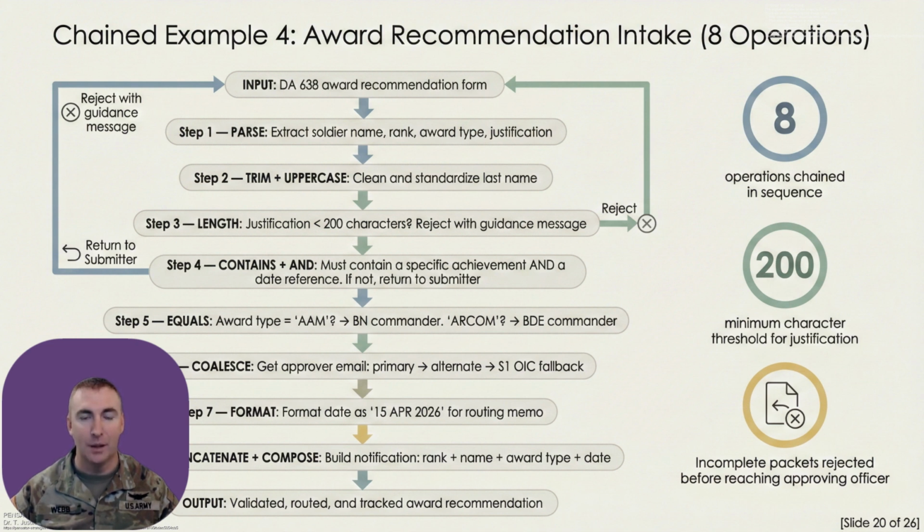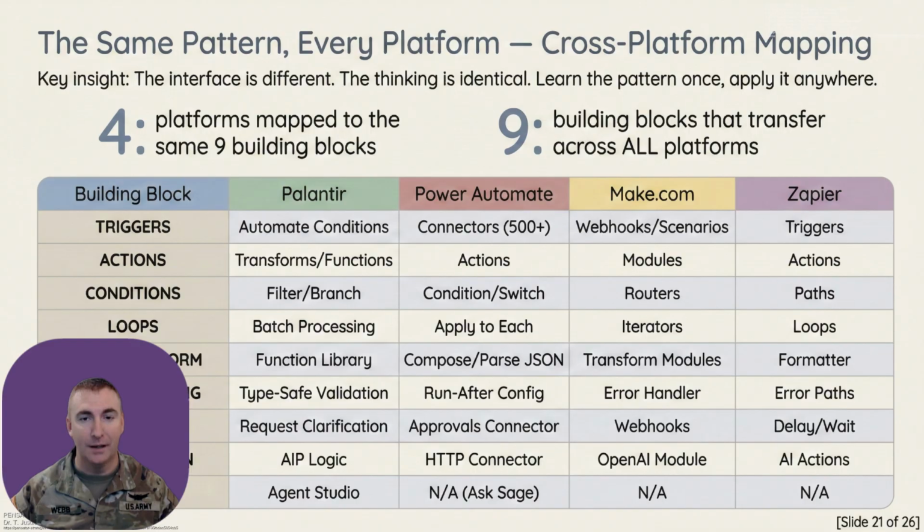And here is what makes all 4 examples portable. What if I told you that everything you just learned works on every platform? Palantir calls triggers automate conditions. Power Automate calls them connectors. Make.com uses webhooks. Different names, identical function. All 9 building blocks mapped across 4 platforms. A staff officer who builds a workflow in Power Automate does not start from zero when they encounter Pipeline Builder. The thinking is identical, but knowing the tools is only half the story.